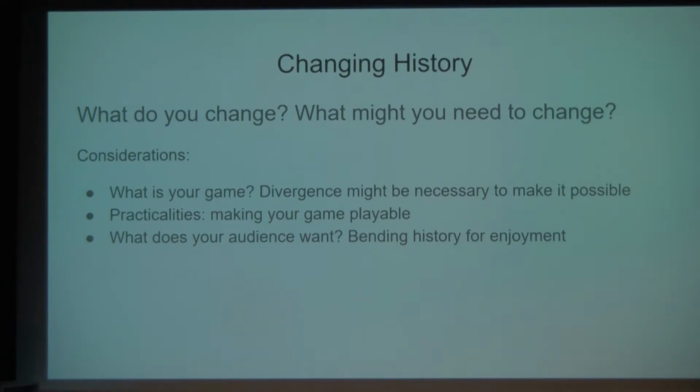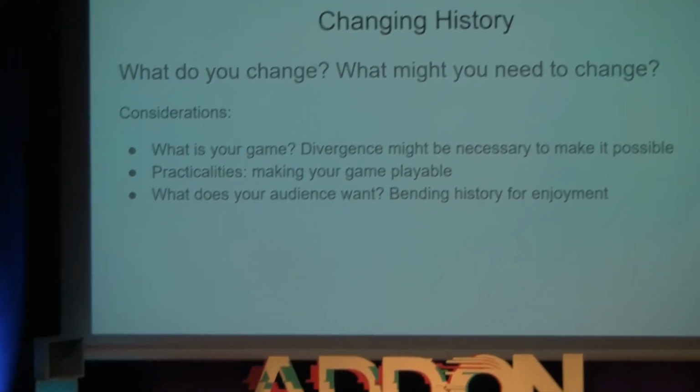So for us, the obvious point of divergence, our game was obviously going to change history because the Victorians never went to space. London was never stolen by bats. From the outset, we had to telegraph to people, okay, this isn't the real history, and that's in the very, very core concept of our game.